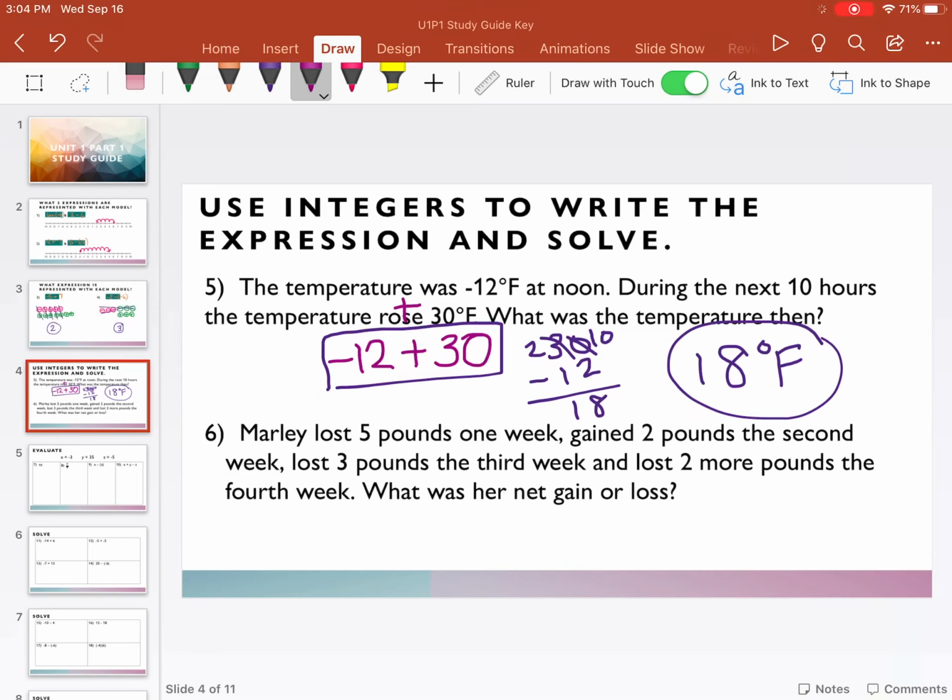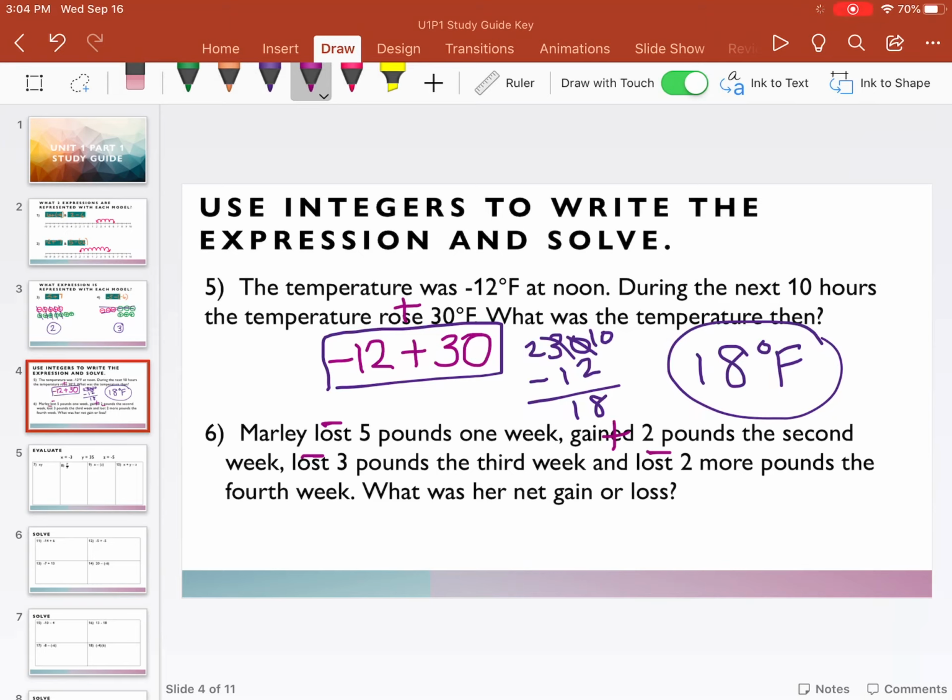Let's look at number 6. Marley lost 5 pounds 1 week. So lost is a subtract or a negative word. Gained 2 pounds. So that's a plus word and a positive word. The second week, lost 3 pounds, there's another negative. The third week, and lost 2 more pounds the fourth week. So what was her net gain or loss?